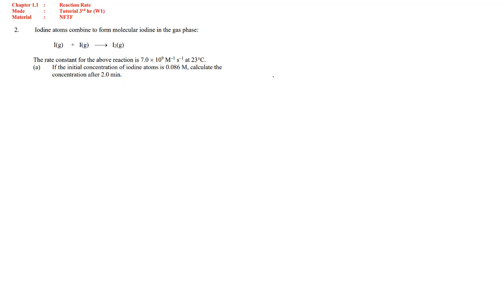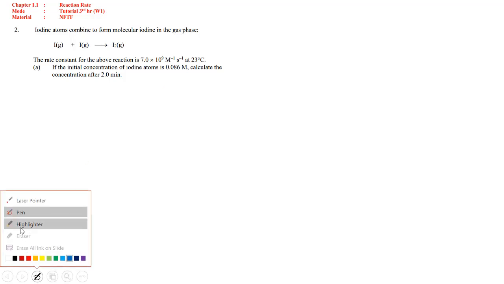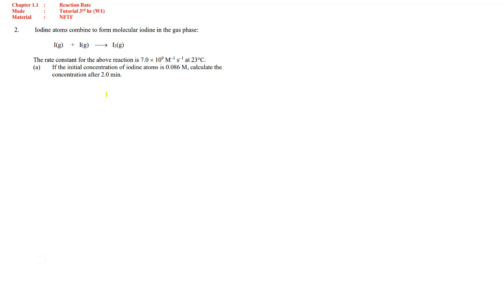Okay, for question 2, non-face to face. Right, the rate constant for the above reaction is 7.0 times 10 to the power of 9 per molar per second. So given to you the rate constant. If the initial concentration of iodine atoms is 0.086 molar, calculate the concentration after 2.0 minute.